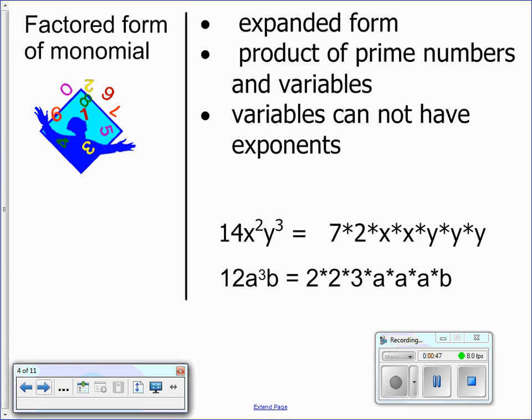To put something in factored form of a monomial means that we expand it out. So we break down the number into prime numbers, and then the variables cannot have any exponents. For example, 14x squared y cubed: 14 breaks down into prime numbers of 7 and 2, and then we have x times x and y times y times y. For 12ab, that breaks down to prime numbers of 2 times 2 times 3, and then a's and b.